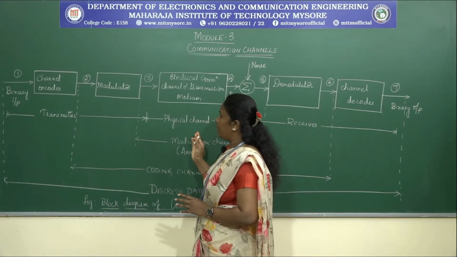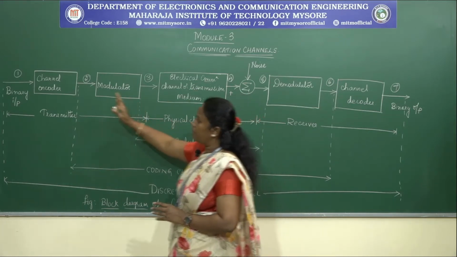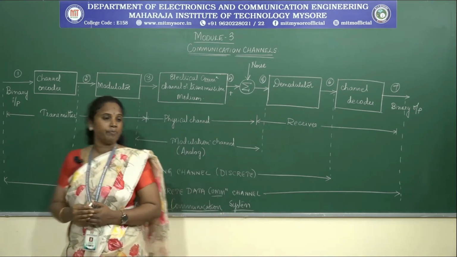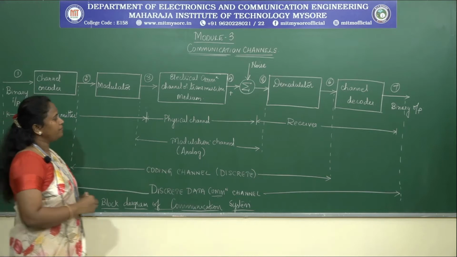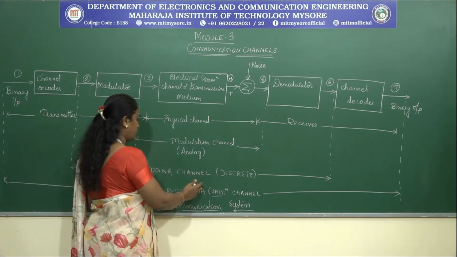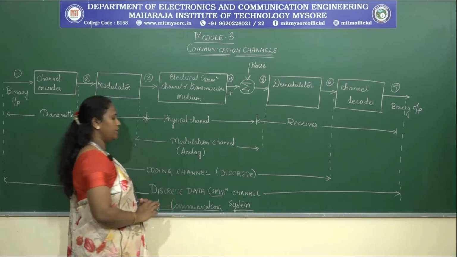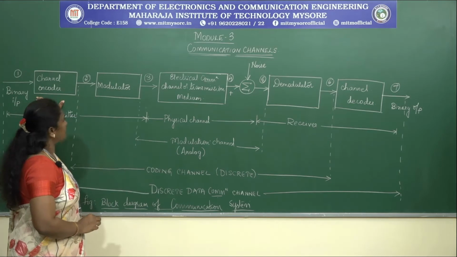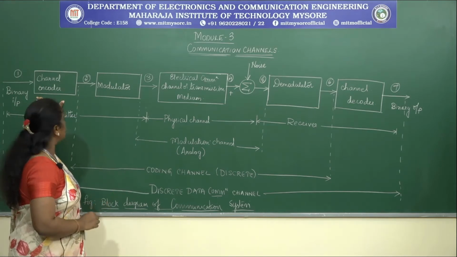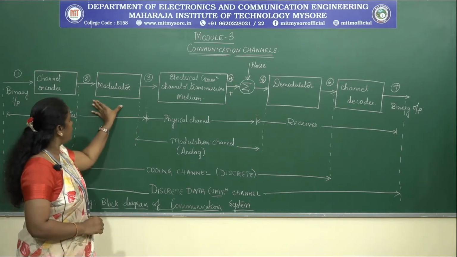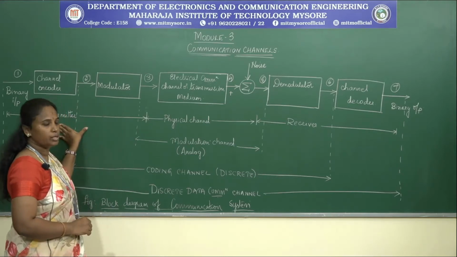Next, we have indicated some numbers here with respect to this block diagram. We have the modulation channel, then the coding channel, then the discrete data communication channel. Coming to this communication system, we have the channel encoder as well as the modulator, which constitute your transmitter.